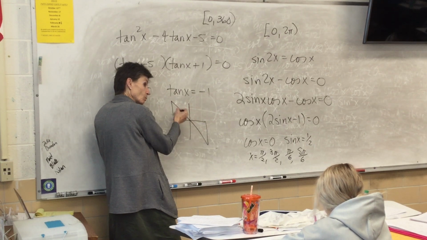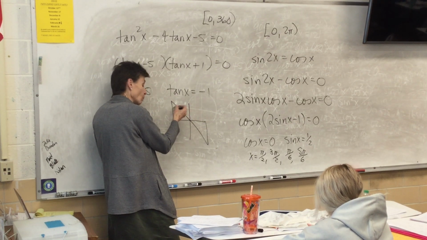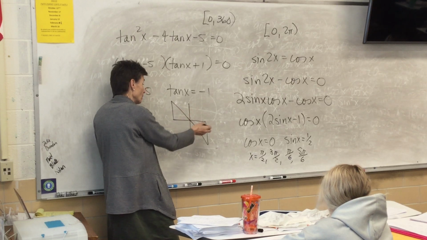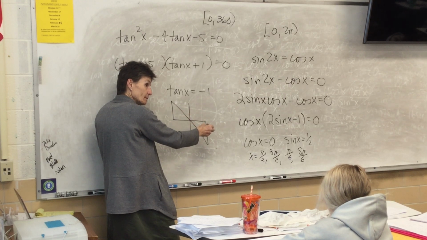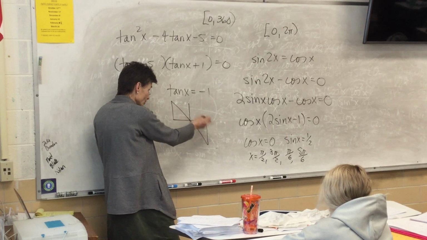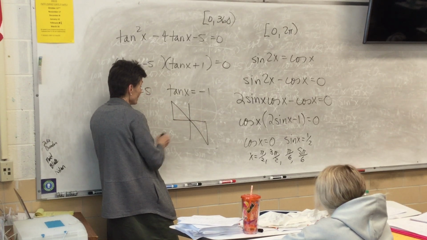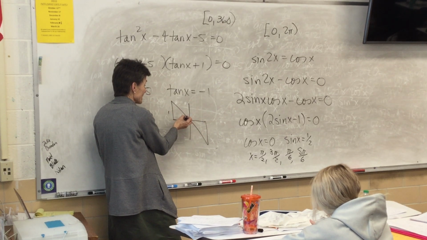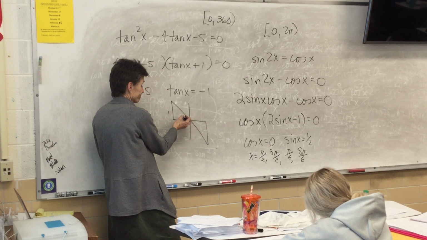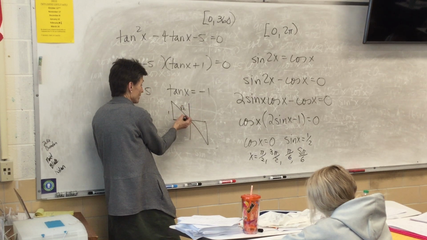Because consider x and y. One's positive and one's negative here. One's positive and one's negative here. So when you put one over the other, you're going to end up negative. And if it's 1, how big is the angle? 45.